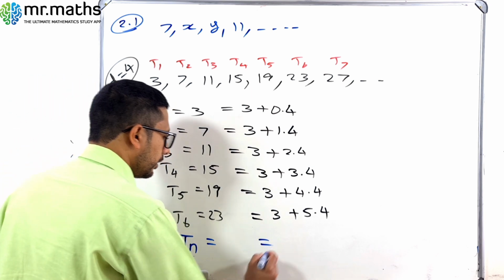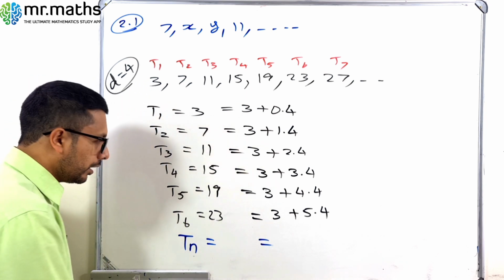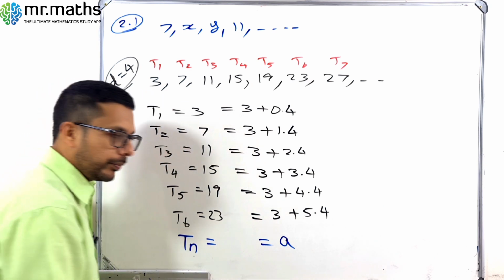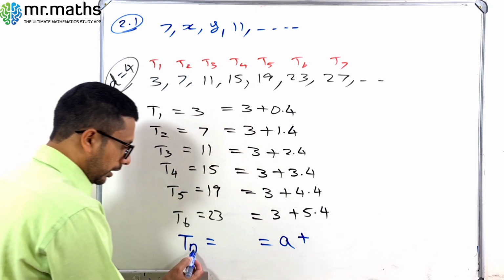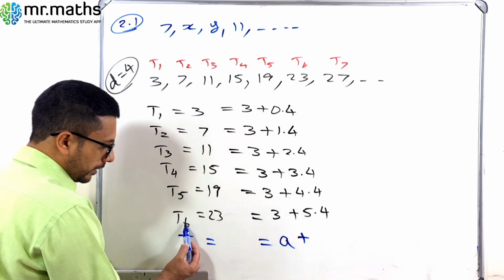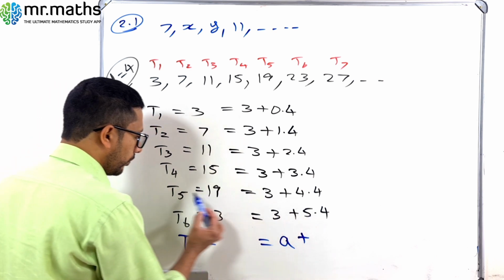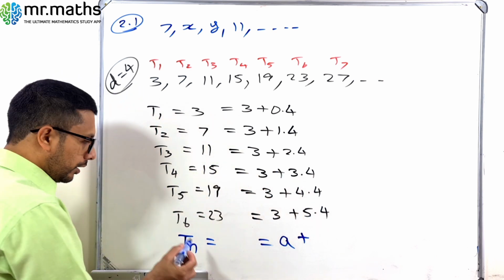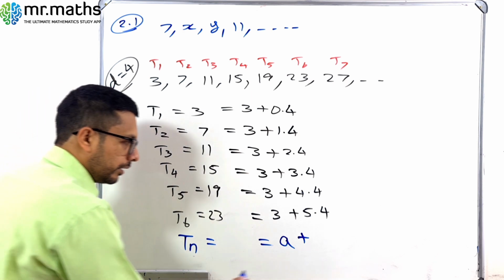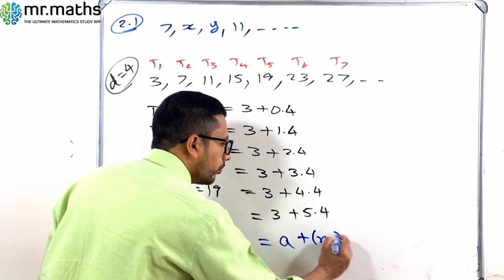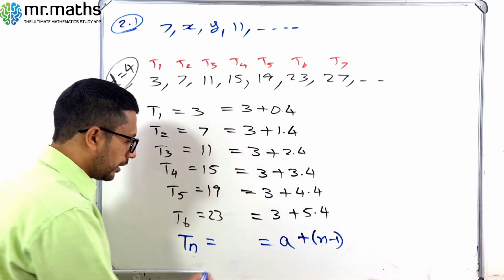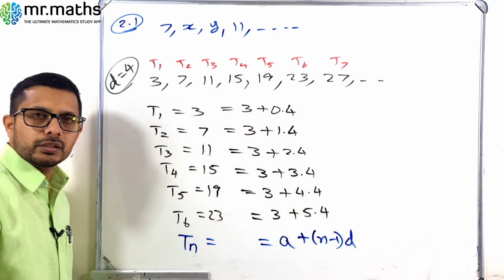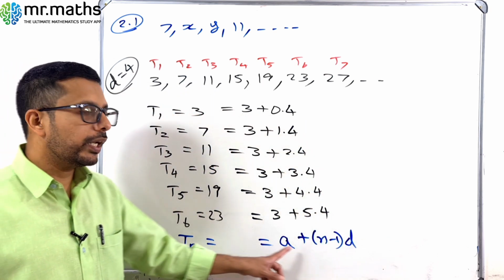So generally, how can I write Tn? This one is the first term, and the first term we normally represent with a, am I right? Plus 1 less than this: 1 less than 6 is 5, 1 less than 5 is 4, 1 less than 4 is 3. Can you see that? Similarly, 1 less than this n is n minus 1. You understand? Then what does this 4 stand for? The common difference.